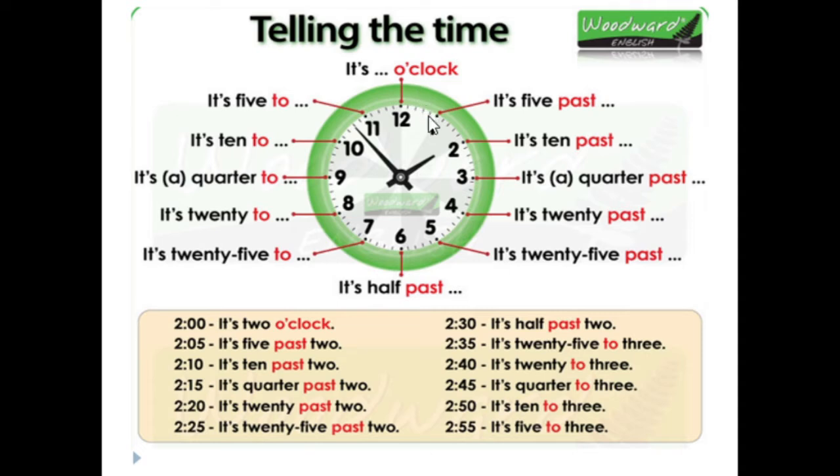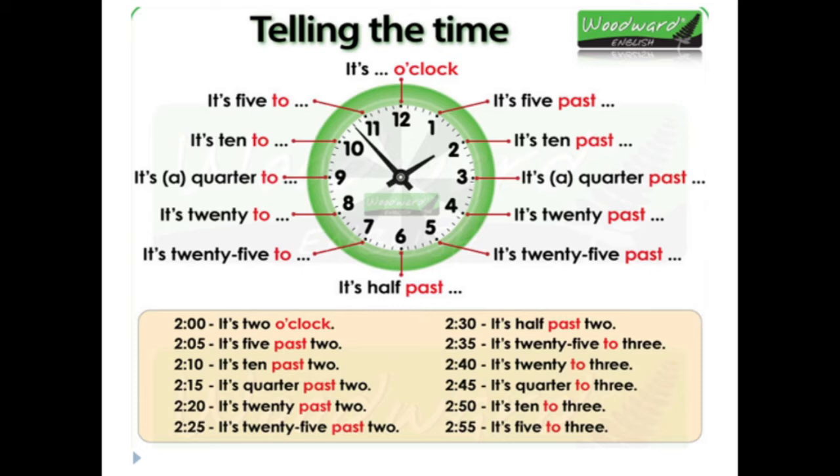However, when it's 1, 2, 3, 4, 5, 6, all the numbers on the right half, we say past, and for numbers on the left half, it's to. So it's said as this one. It's 5 past, 10 past, quarter past, 20 past, 25 past, and instead of saying 30, we can say it's half past.